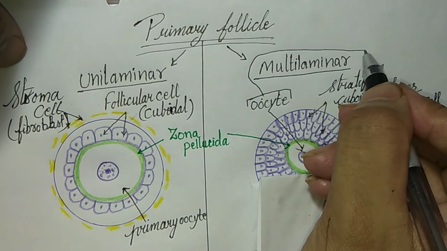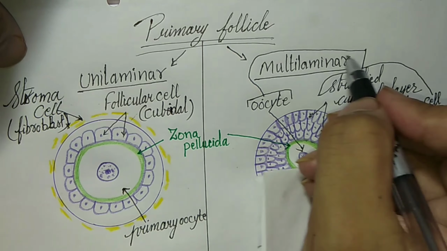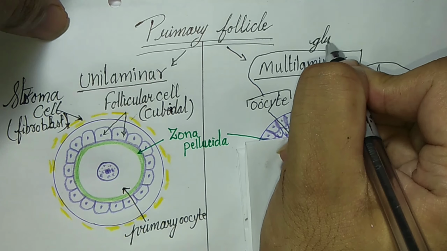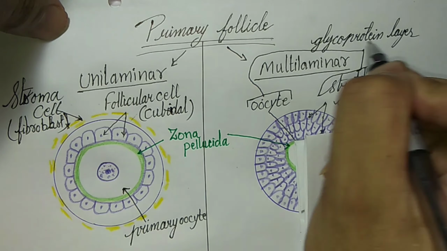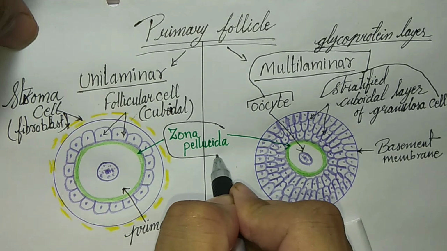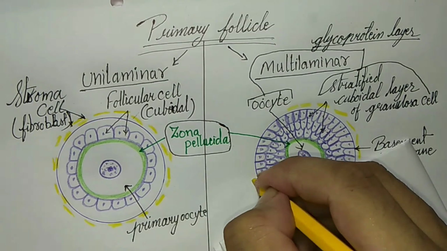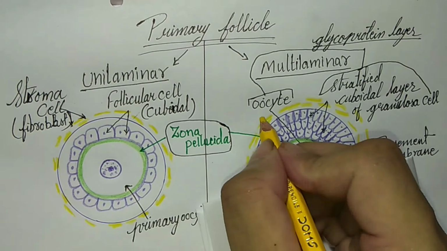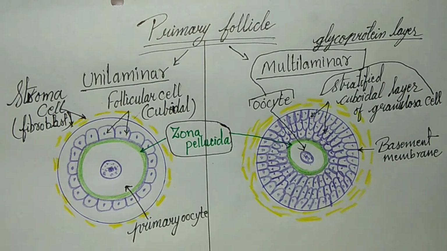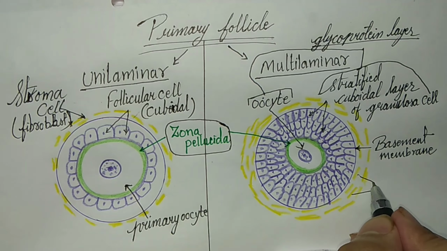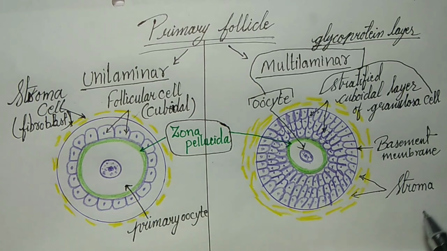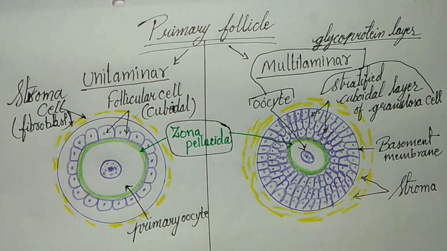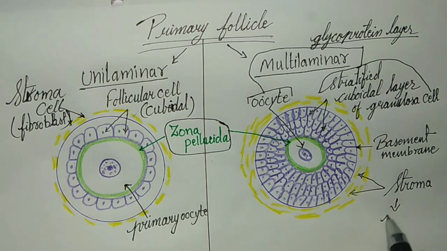This oocyte and a stratified cuboidal layer of granulosa cells secrete the glycoprotein called the zona pellucida. The connective tissue stroma surrounding the follicles begins to condense and form a theca folliculi. The theca folliculi later differentiates into two layers. In the secondary follicle, the theca externa and interna are formed.